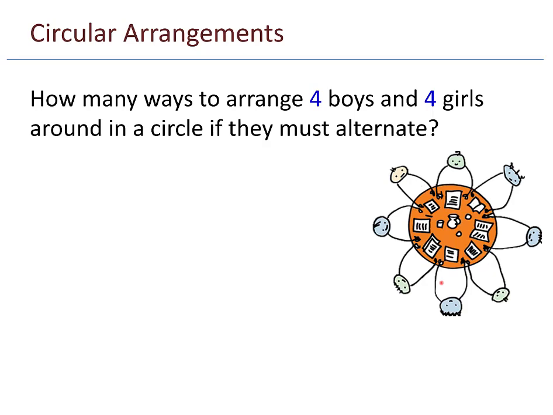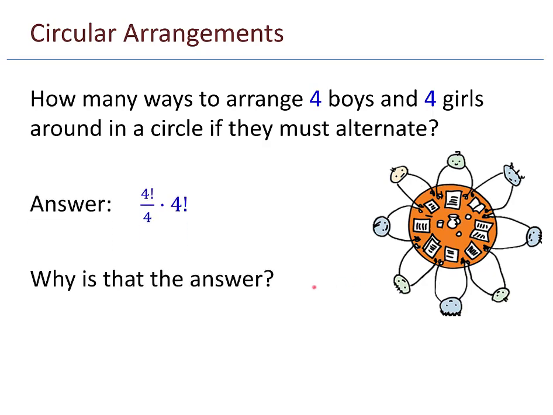Here is the solution. So in fact, the answer is 4 factorial divided by 4 times 4 factorial. Now the second question is, why is that the answer? What did I think about in order to get that solution? Once again, pause the video, see if you can figure out why that is the answer.